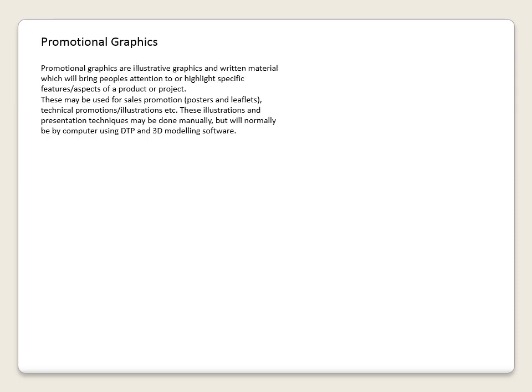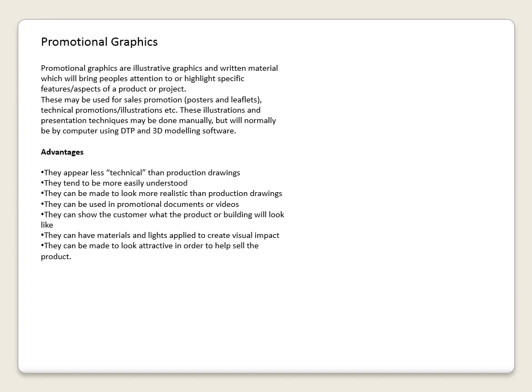The last type of graphic is called promotional graphics. Promotional graphics are illustrative graphics and written material which bring people's attention to or highlight specific features, aspects of a product or a project. These may be used for sales promotion, maybe posters and leaflets, technical promotions or illustrations. These illustrations and presentation techniques may be done manually, but will normally be done using computer, using desktop publishing software and 3D modeling software. So they've got, again, a number of advantages.